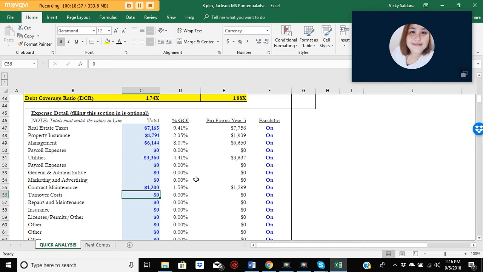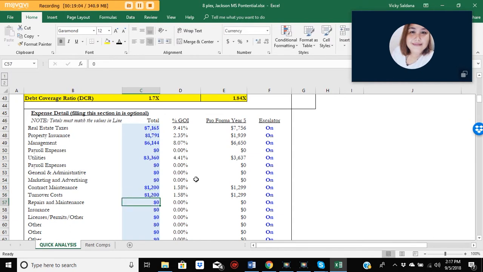Turnover cost. So this is every time a tenant leaves and you have to get somebody else, how much will it cost to get that property up and running? So again, you shouldn't have a high turnover. It's smaller, they're fourplexes. But I will still estimate $100 a month, even though that comes out to $1,200.